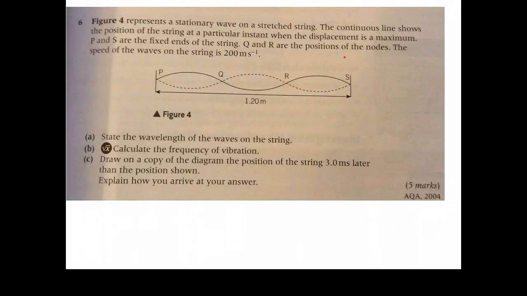Question 6, figure 4, represents a stationary wave on a stretched string. The continuous line shows the position of the string at a particular instant when the displacement is a maximum. Okay, that could be very important information. P and S are the fixed ends of the string. Q and R are the positions of the nodes. Alright, so there are our nodes. The speed of the waves on the string is 200 meters per second. Okay, speed of the waves, 200 meters per second, inclusive of the unit. We have to pay attention to that.